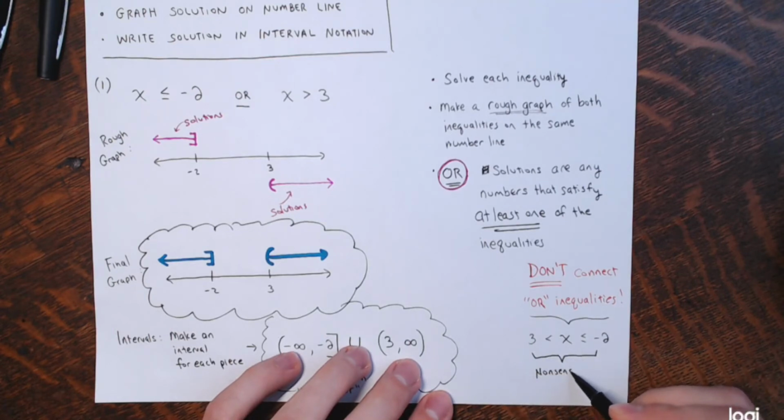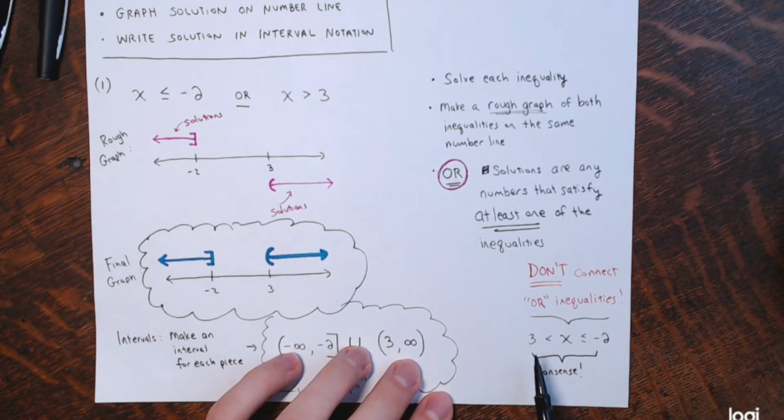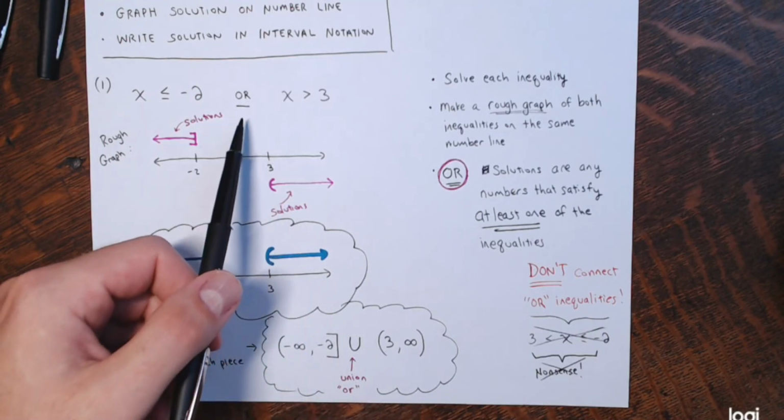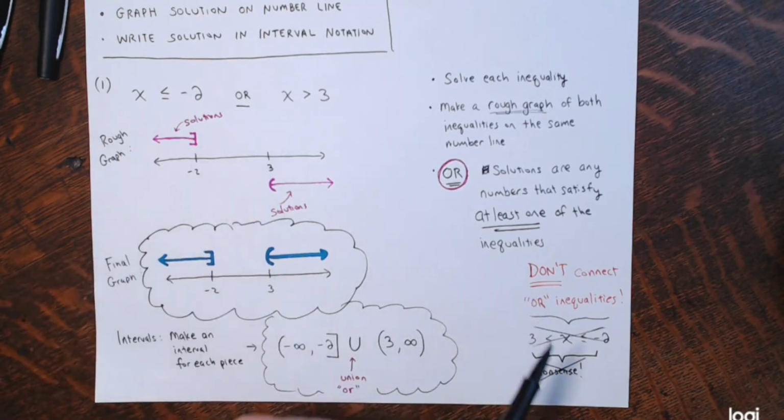Because look at what it implies. It implies that 3 is less than negative 2. That doesn't make any sense at all. That is totally nonsensical, meaningless. And that's going to happen if you try connecting these or inequalities. So please don't do it. Just leave them separated by this word or. Okay.